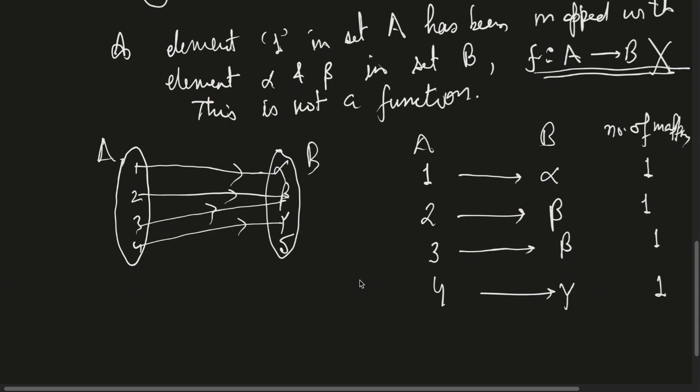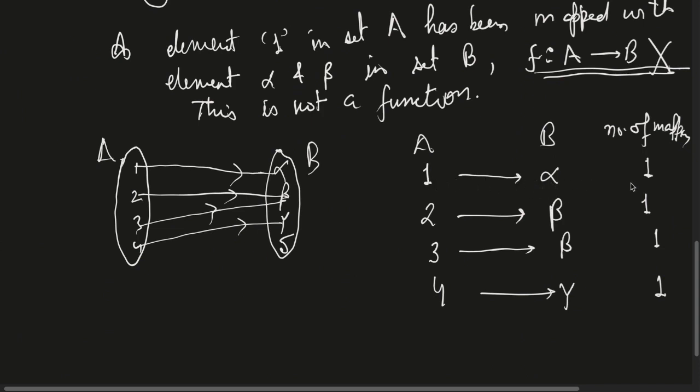This is the condition. The condition is every element in set A should map with strictly one element in B. So this is being satisfied. Although 2 and 3 are mapping with the same element, they are getting mapped with only one element in B. So the condition is being satisfied that each element in set A is being mapped with only one element in set B.